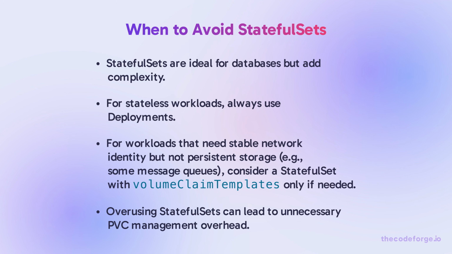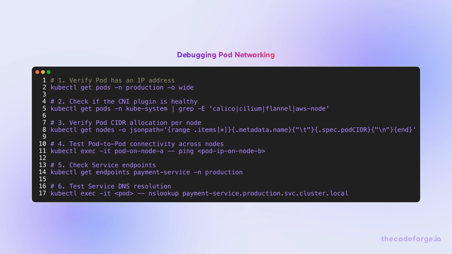For workloads that need stable network identity but not persistent storage, e.g., some message queues, consider a StatefulSet with volumeClaimTemplates only if needed. Overusing StatefulSets can lead to unnecessary PVC management overhead. Debug networking from the bottom up. Check pod IP, CNI health, pod CIDR, cross-node ping, service endpoints, and DNS resolution.